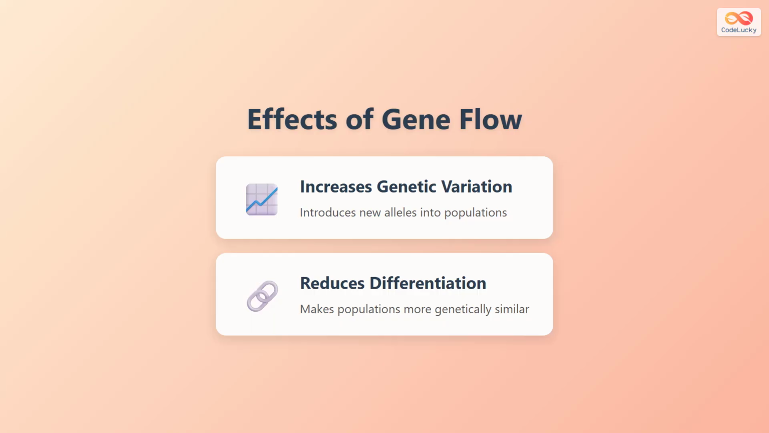Gene flow has two major effects on populations. First, it increases genetic variation within populations. When migrants introduce new alleles, the receiving population gains more genetic diversity. This increased variation is beneficial because it provides more raw material for natural selection to act upon and helps populations adapt to changing environments. Second, gene flow reduces genetic differentiation between populations. As alleles are exchanged, populations become more genetically similar to each other. This homogenizing effect counteracts the forces that would otherwise cause populations to diverge and become separate species.